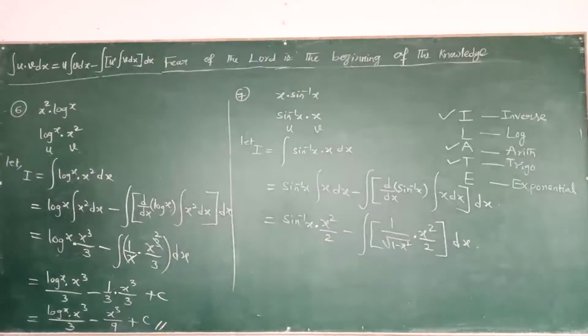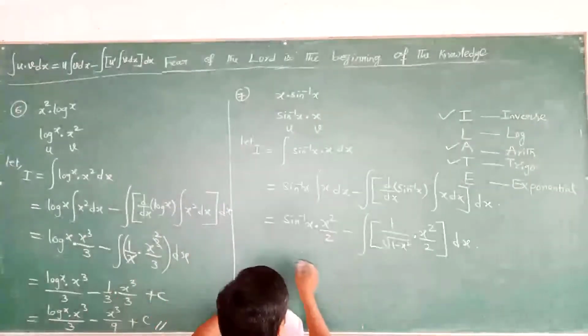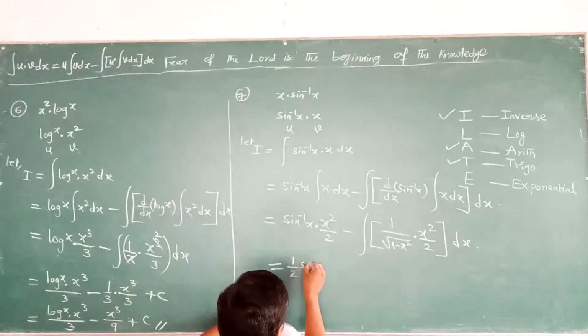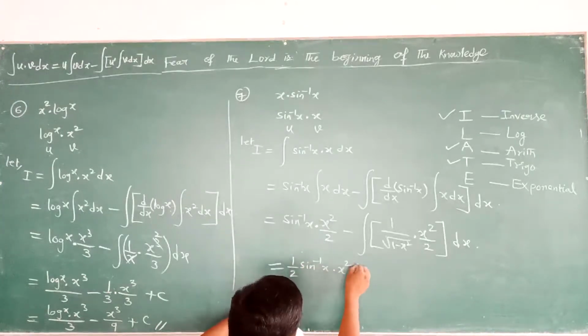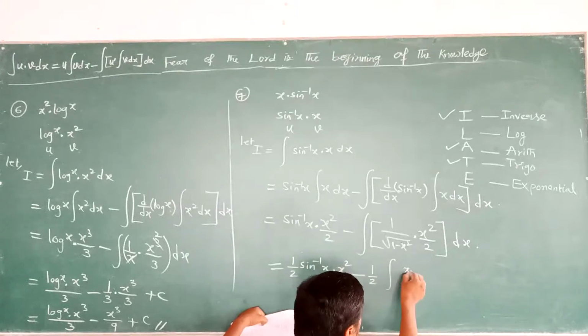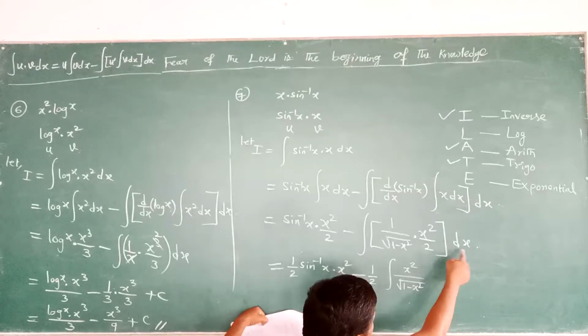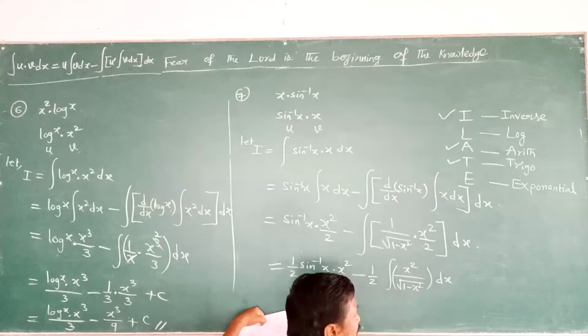Now how can we solve this? Now how will we solve this part? Easily. So you need to inform me now, then only we can solve, otherwise you will feel this problem is difficult. Okay, no worries, let me go for it. So now this is equal to half sine inverse x into x square minus, now this constant is 2, so first write 1 upon 2 integral x square upon square root of 1 minus x square, and then dx.